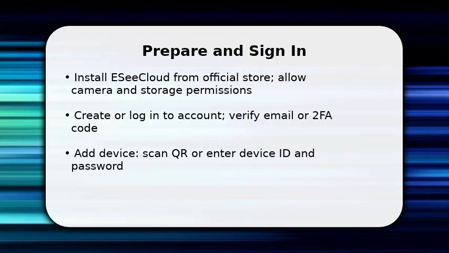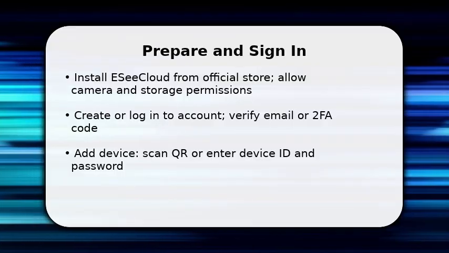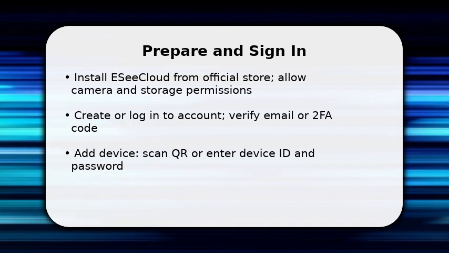Next, tap Add Device and choose Scan QR or Manual Add. Enter the device ID, password, and a recognizable name. You do this now to bind the camera to your account. Doing it early prevents conflicts later and ensures the app can discover the device on the same network.